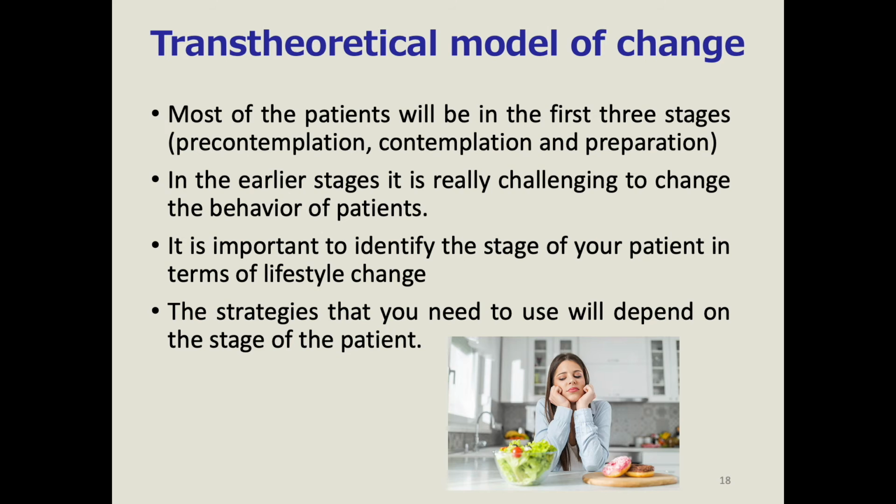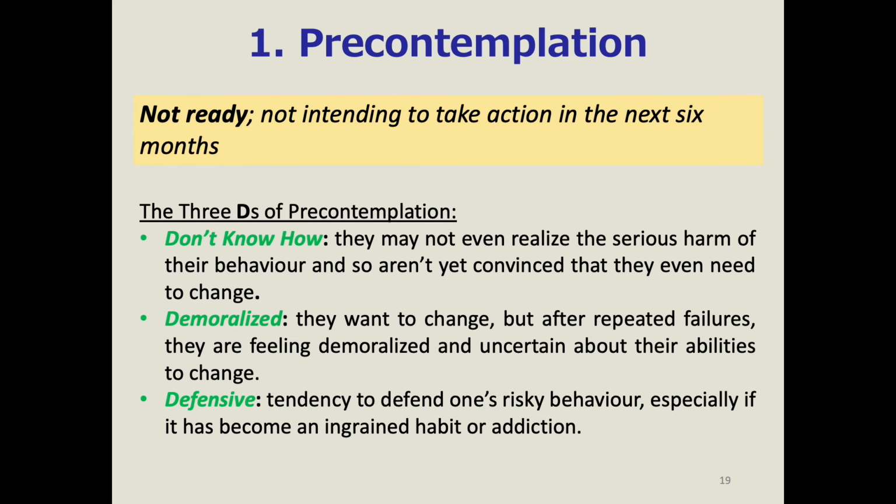What is important to note here is most of the patients will be in the first 3 stages of the trans-theoretical model, that is pre-contemplation, contemplation, and preparation. In the earlier stages, it is really challenging to change the behavior of patients, and it is important to identify the stage of your patient in terms of lifestyle change. And the strategies that you need to use will depend on the stage of your patient. Now, let us look at the stages of the trans-theoretical model in detail. So, pre-contemplation is when the patient is not ready or not intending to take action in the next 6 months.